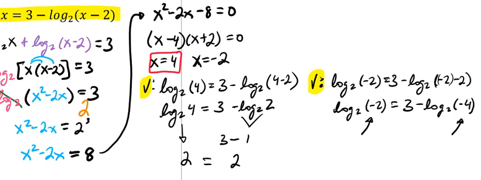And we have a bit of a problem because whenever we're taking the log of a negative number, we run into this issue of undefined, which means that x equals negative 2 won't work. So we only have the one solution, which is x equals 4.